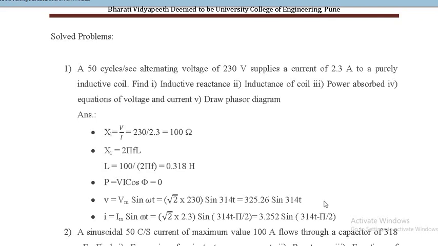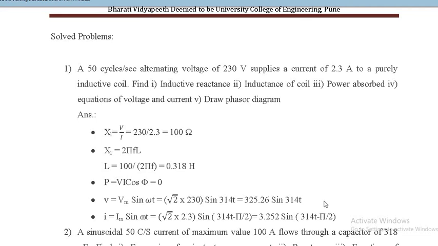The very first is: a 50 cycles per second, 1 cycle per second is 1 hertz, so a 50 hertz alternating voltage of 230 volts supplies a current of 2.3 amperes to a purely inductive coil. Here it is a purely inductive coil, that means Z is equal to XL, so there is no resistance. You have to find the inductive reactance, the inductance of the coil, the power absorbed, the equations of voltage and current, and you have to draw the phasor diagram also.